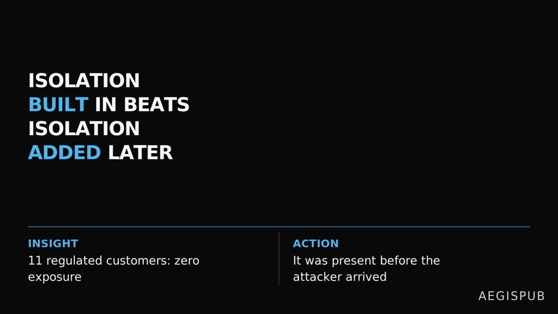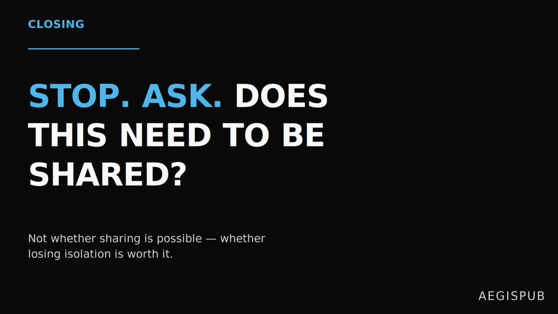Closing. The art of deliberately choosing what to share. The mental habit that this principle builds is the habit of stopping at every design decision to ask a question that is easy to skip. Does this component need to serve more than one user, process, or tenant? Not whether it can, not whether sharing is technically possible, not whether sharing is efficient, but whether the isolation that sharing forecloses is something you're willing to accept the cost of losing.